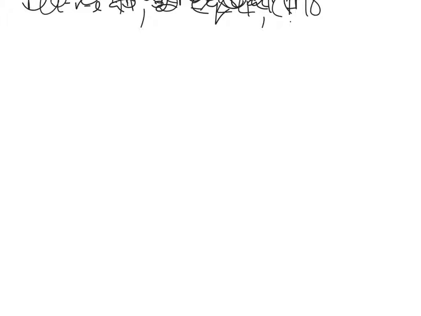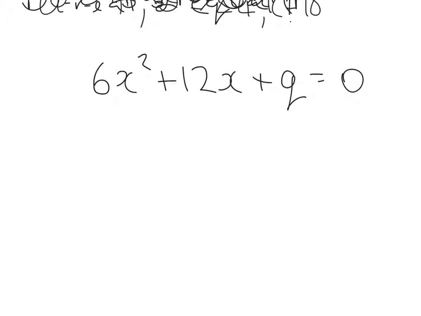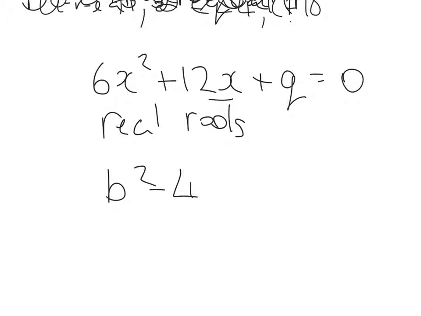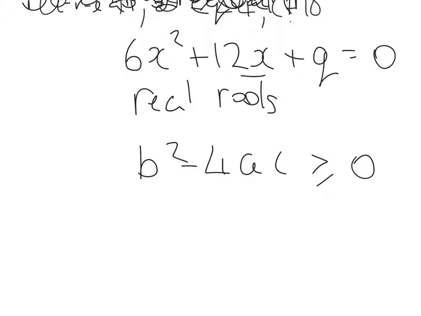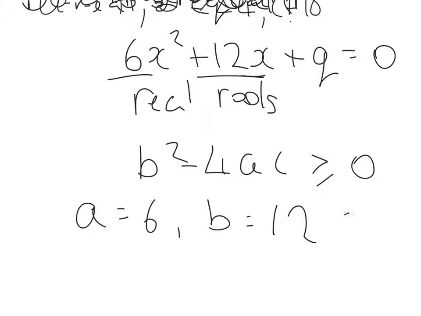Find the values of q such that 6x squared plus 12x plus q equals 0 has real roots. Okay, so for real roots, let's list the condition, which would probably gain a mark in itself, that the discriminant b squared minus 4ac is greater than or equal to 0. Now let's identify a, b and c. A is 6, b is 12, and c is equal to q.